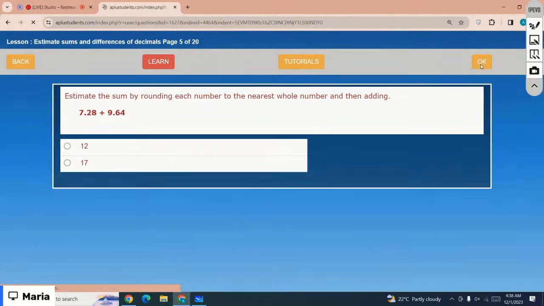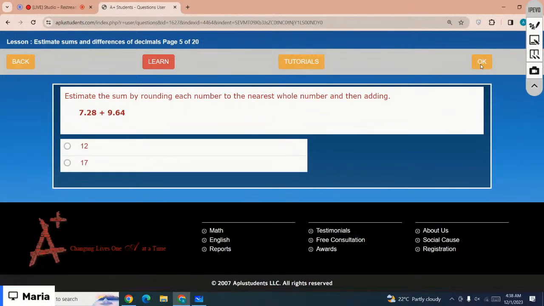Okay, the next one is: estimate the sum by rounding each number. So that is 7.28 plus 9.64, which is the correct option? Very good, that is 17.